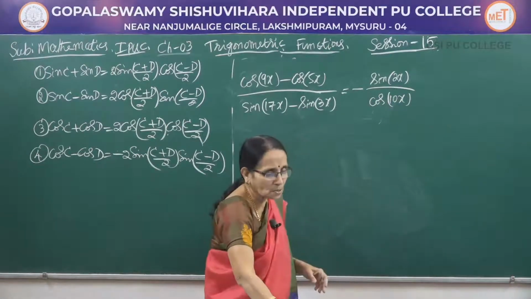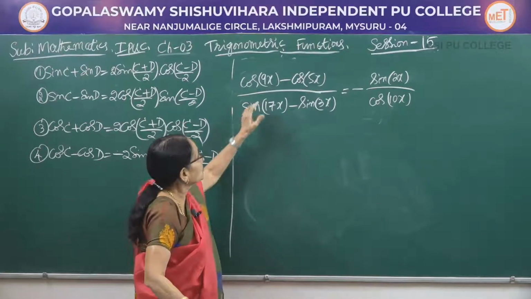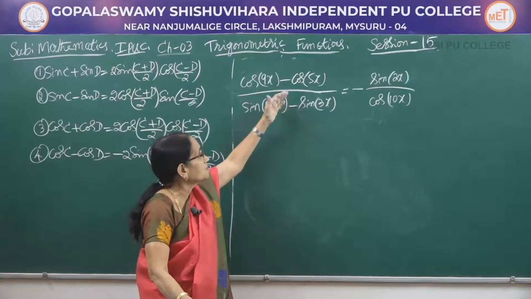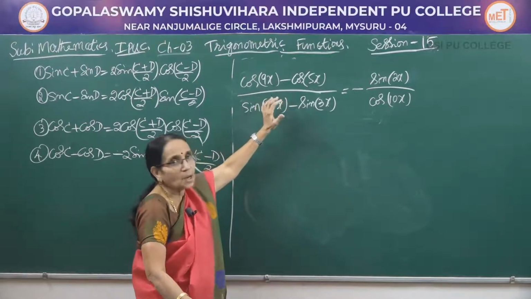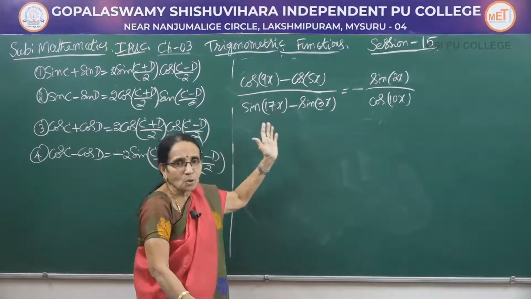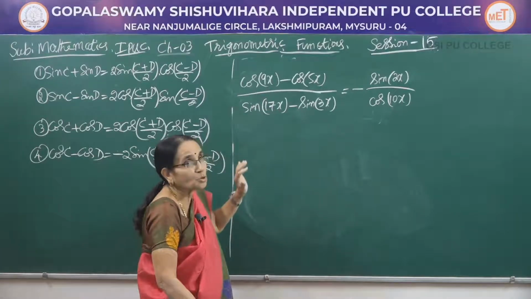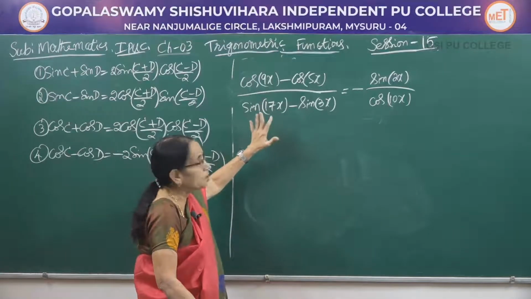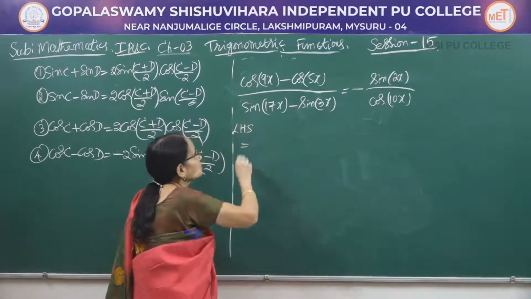You may observe that in the previous 2 problems, we had the same angles in the numerator as well as the denominator. Numerator was sine function, denominator cos. So when you applied the transformation formula, one term got cancelled, whereas it is not so here. The angles are also different here. The procedure is the same. Start with the left hand side.